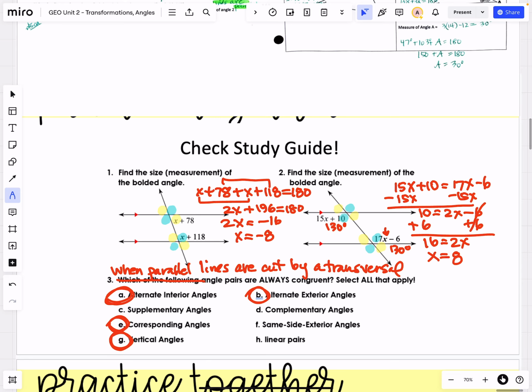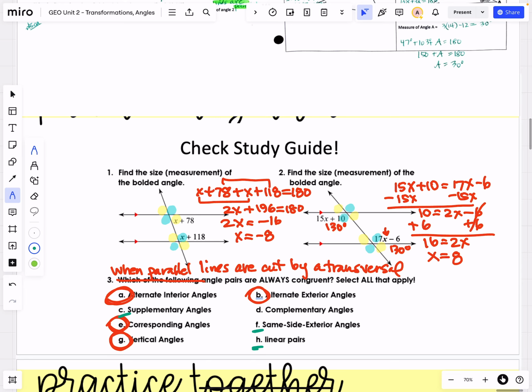Now, of the remaining ones, which ones are supplementary? Linear pairs are always supplementary. And of course, supplementary angles are always supplementary. Same side exterior angles are always supplementary. So all of this comes down to, do you know the definitions? So quickly, let's go over those.